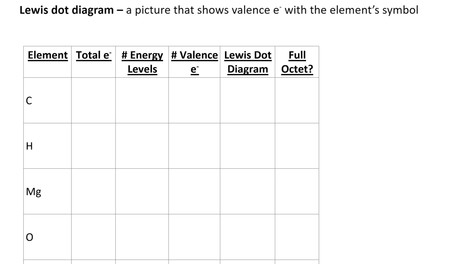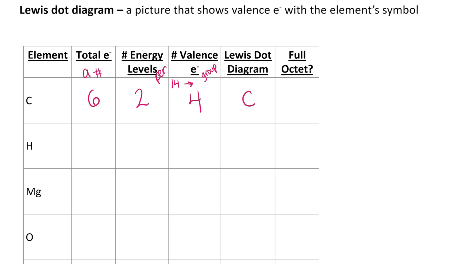Carbon has a total of 6 electrons because that equals the atomic number. So I can write that. The energy levels equals the period. Carbon is in period 2, which means it has 2 energy levels where its electrons live. The valence electrons equal the group. Now carbon is in group 14, and so what we do is we chop the 1 off, and it has 4 valence electrons. So we're going to turn those into a Lewis dot diagram like this.